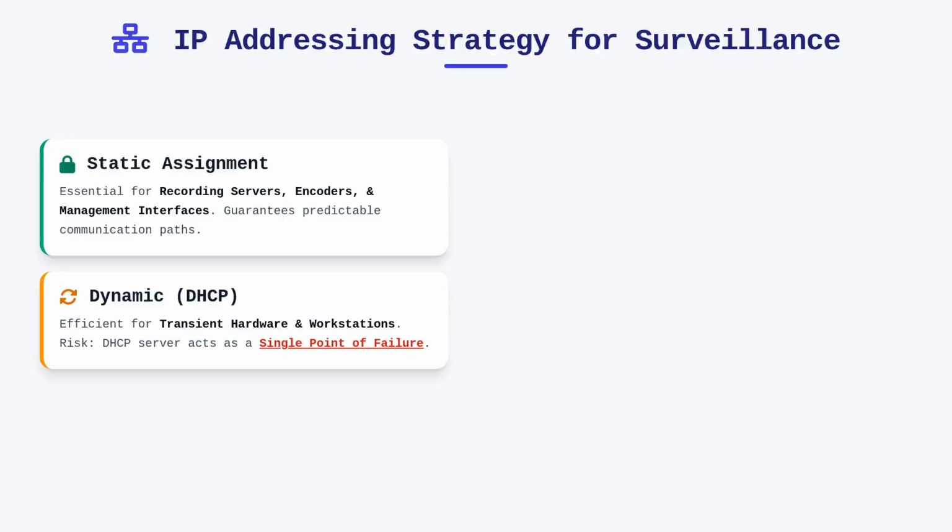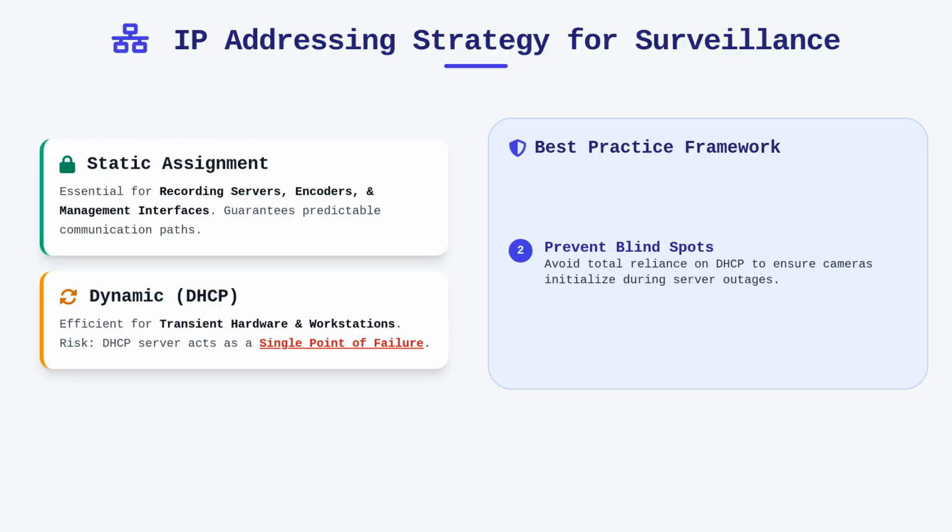Dynamic addresses are efficient for transient hardware or standard client workstations, but they introduce a dependency on a DHCP server that must be treated as a single point of failure in a security-critical environment. If the DHCP server becomes unavailable, new cameras will fail to initialize, potentially creating blind spots in your surveillance grid that go unnoticed until an incident occurs.